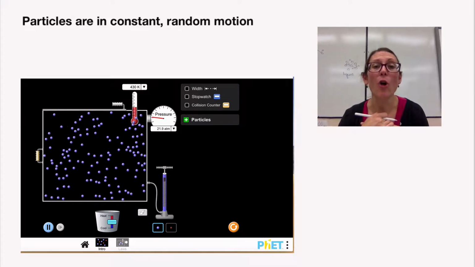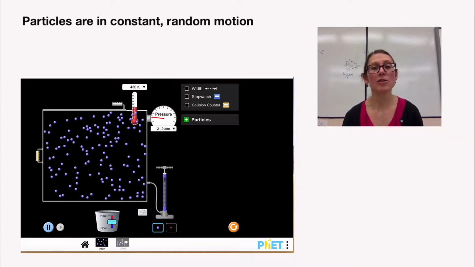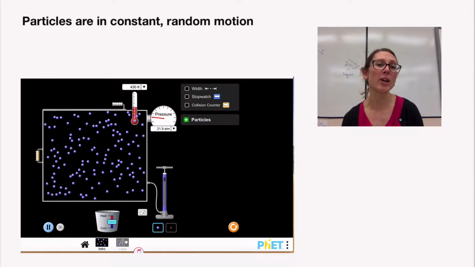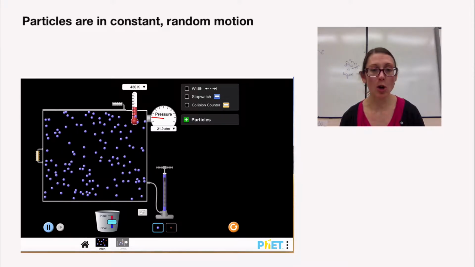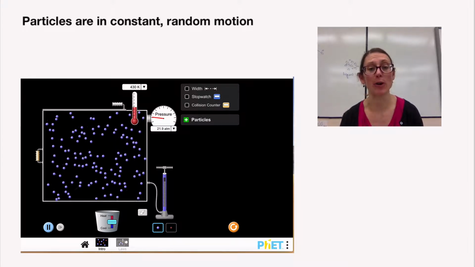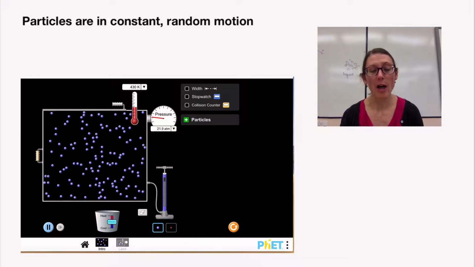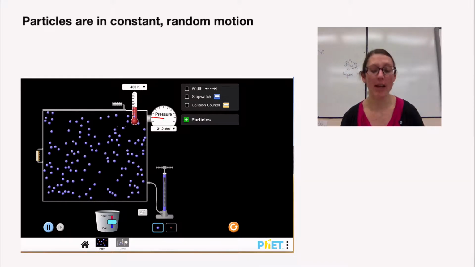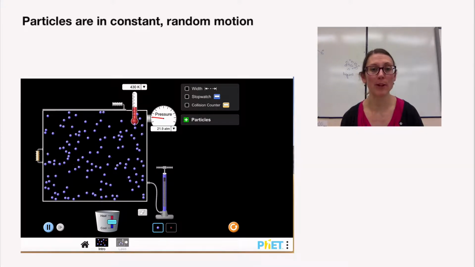As you look at it, hopefully you're noticing a couple of things. First off, all those particles are constantly moving, but the rate at which they're moving changes. When we talk about particle speed, we're really talking about an average particle speed as those particles are moving, because sometimes they're going to speed up, sometimes they're going to slow down. It depends on what's happening around them.